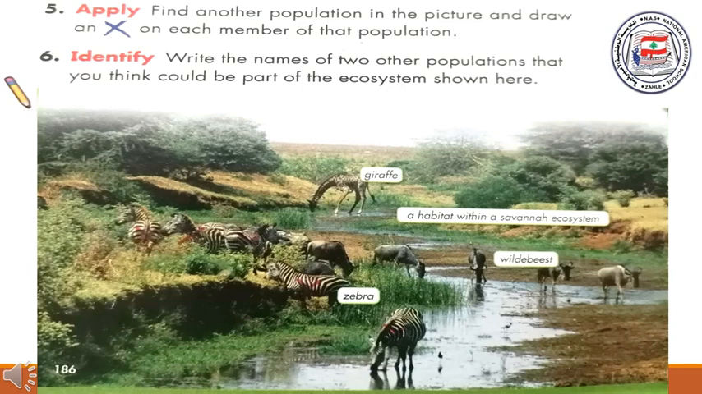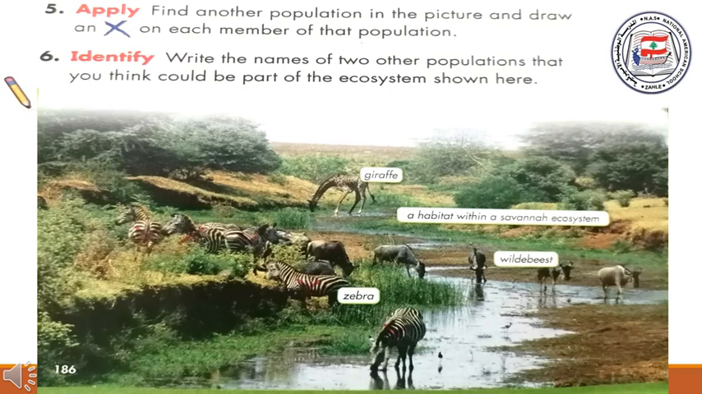Let's look at this picture. You have the same picture in your book on page 186. It shows a savanna ecosystem in Africa. A savanna is a kind of grassland. There are many populations found in this savanna. Here's an example of a wild beast. If you look at the picture, it is written wild beast, so this is a population.